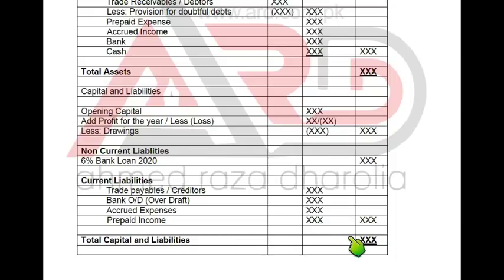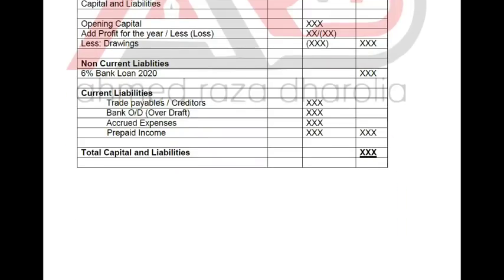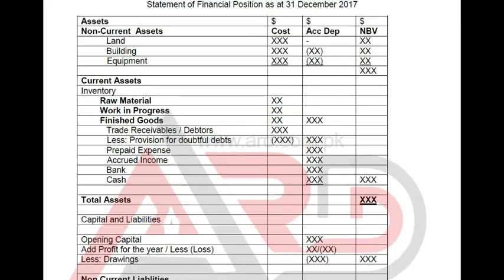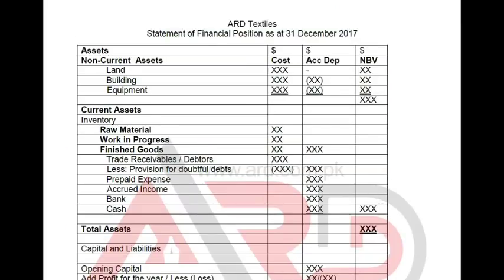As you are already aware from the accounting equation, assets is equal to capital and liabilities. The asset side is always equal to capital and liabilities. So I'm sure you got a slight idea of how the manufacturing accounts are prepared. Now if we have some questions, we will be solving them and you will be getting all the points together. I hope you understood the topic.